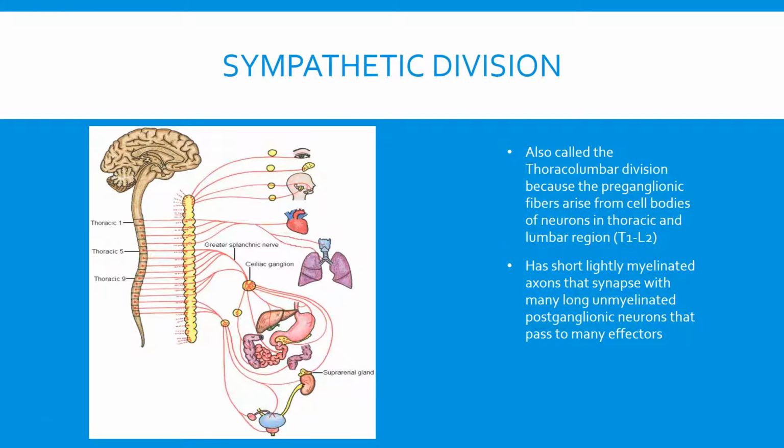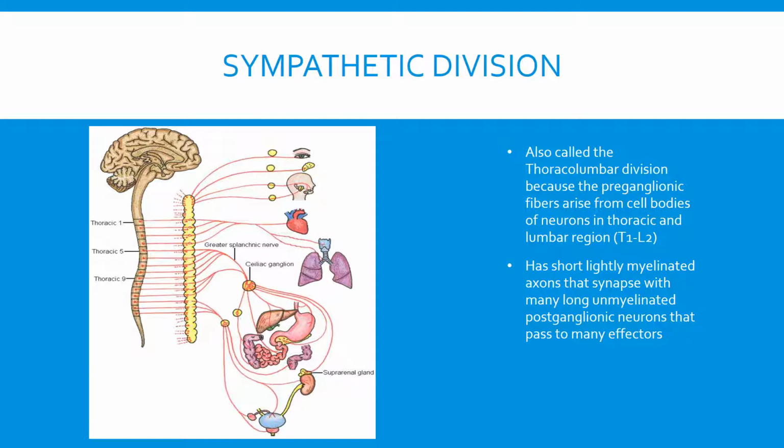The sympathetic division's outflow comes from the thoracolumbar region, specifically from T1 to L2. The preganglionic fibers are short in the sympathetic. That's one of the more important things to remember when comparing the two divisions. Sympathetic neurons only travel a little bit from the spinal cord to their ganglion. Then they have a long postganglionic fiber that leads to the effector organ. Sympathetics can synapse with a lot of postganglionic neurons and go to many effectors.